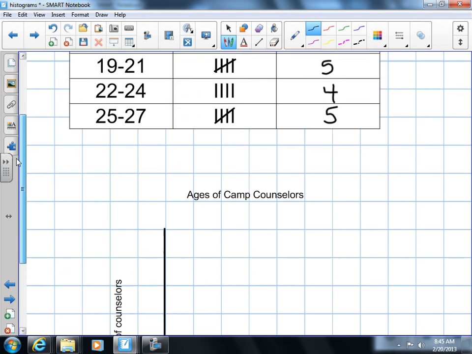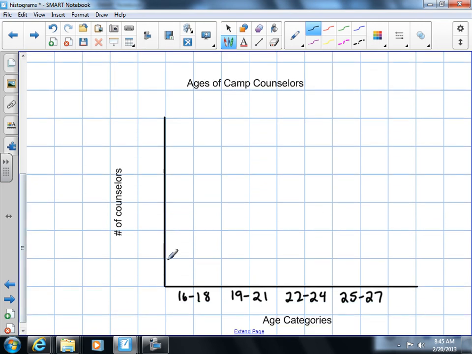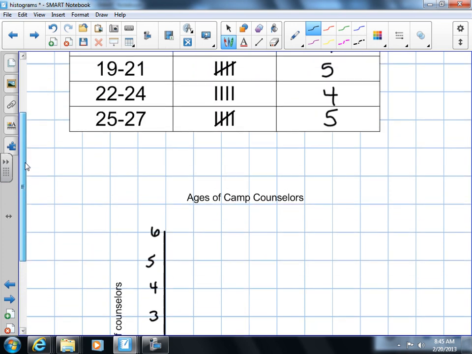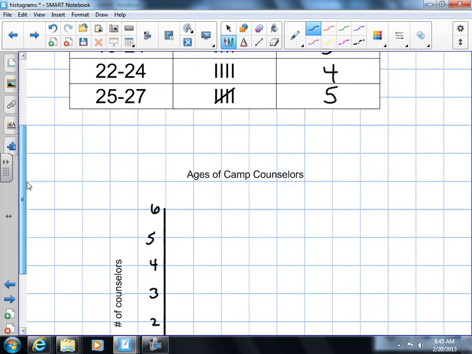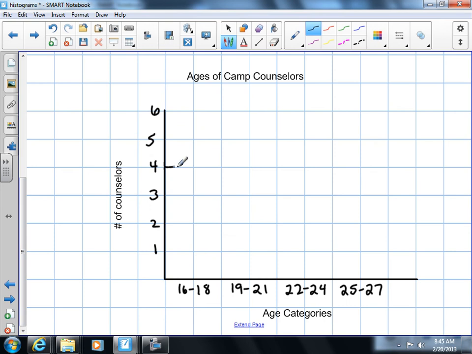Okay, so the first category, it looks like I need to go all the way up to 5. 1, 2, 3, 4, 5, 6. Okay, and you notice I have them labeled. So you really need 2 labels for each of your axes. And I have 4, 5, 4, and 5.